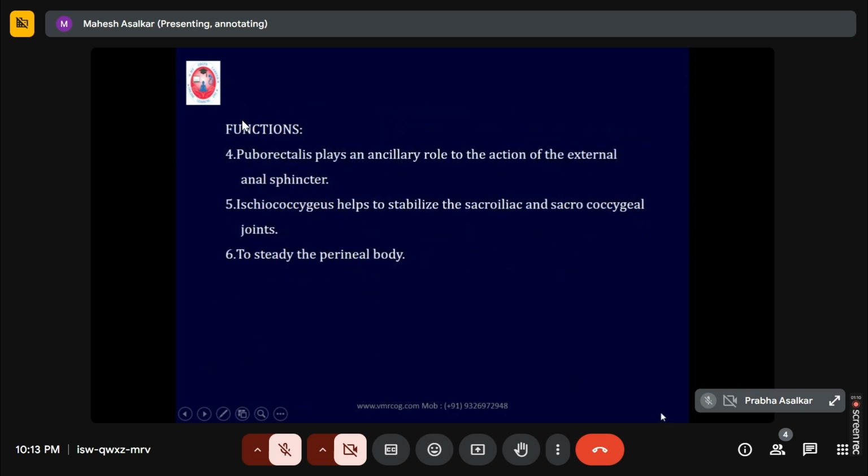Then we continue with the functions. Puborectalis plays an ancillary role to the action of the external anal sphincter. So this puborectalis sling, along with the external anal sphincter, provides action. Then you have ischio-coccygeus, which helps to stabilize the sacroiliac and sacrococcygeal joints, and it also steadies the perineal body. So these are the functions of the pelvic floor.